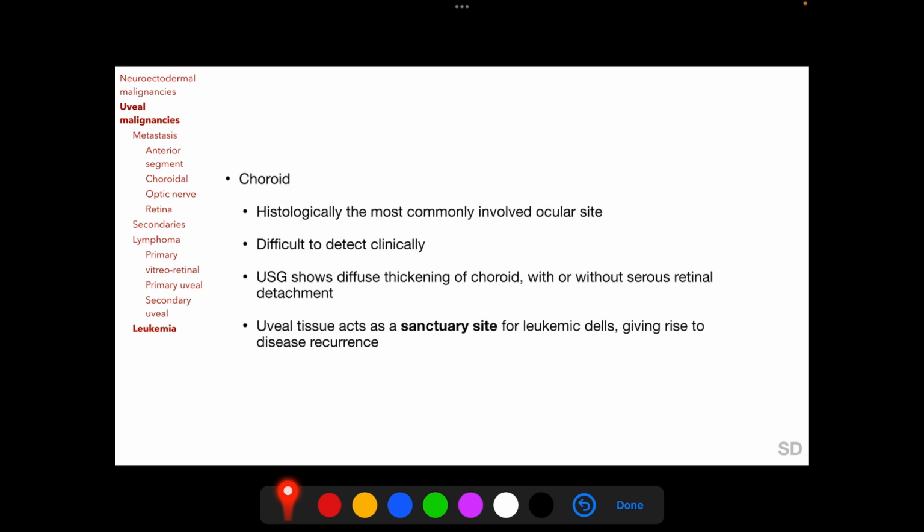Histologically, choroid is the most commonly involved ocular site in leukemia, but choroidal involvement with leukemia is difficult to detect clinically. Ultrasound shows diffuse thickening of the choroid with or without serous retinal detachment, and it is known that uveal tissue acts as a sanctuary site for leukemic cells, giving rise to recurrence of leukemia.